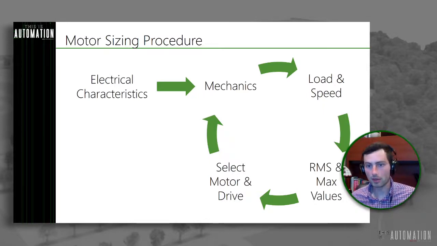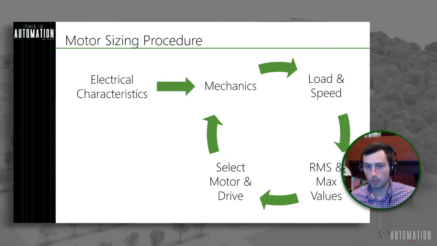From there, you'll want to define all of the loads and speeds in your system. This would be any linear loads that there are, or rotational, as well as the speeds that you want, usually at the endpoint, and then you take that through all of the mechanical transformations to understand how fast the motor needs to be moving. Once you have those two things defined, you can get a good idea of what your max values are going to be for torque and speed for your motor, as well as what the RMS values are.